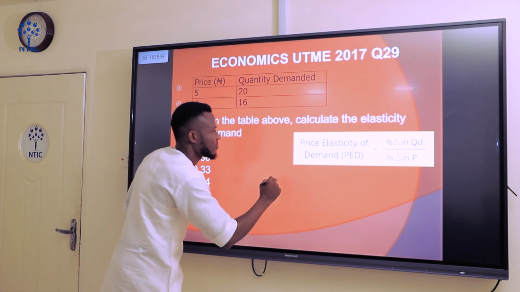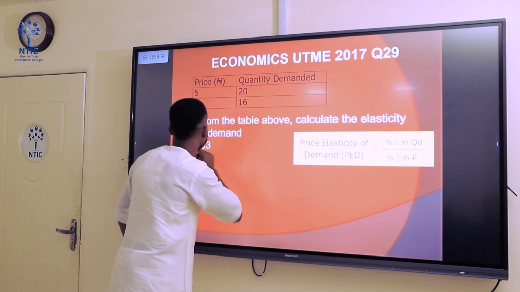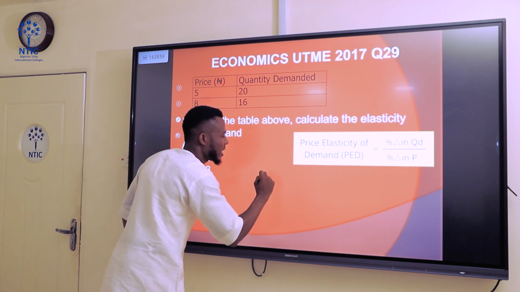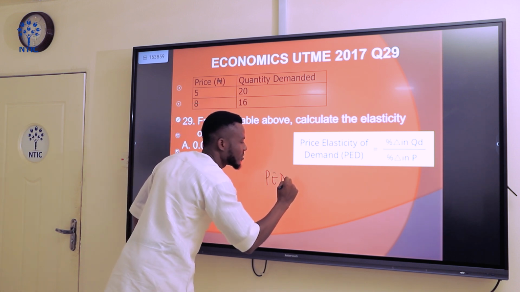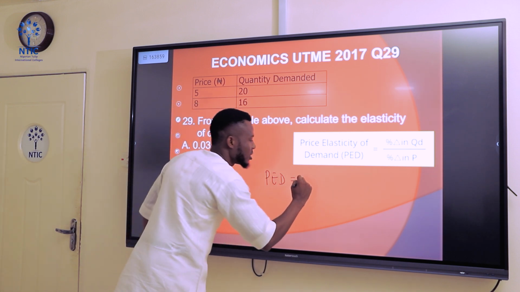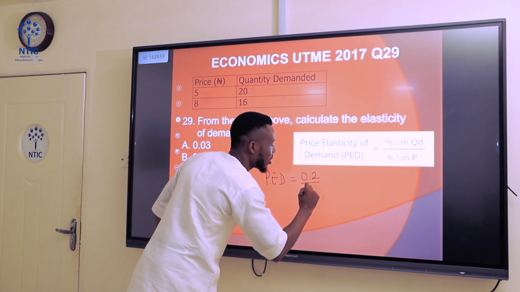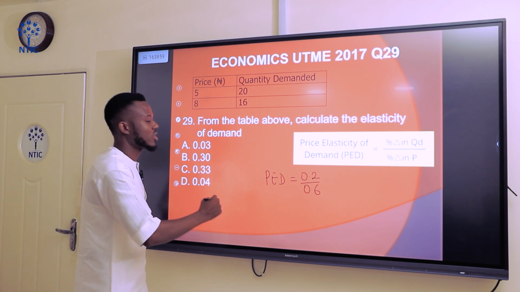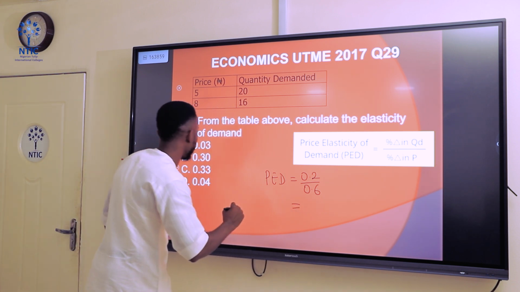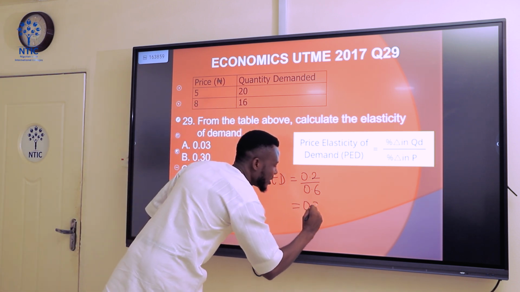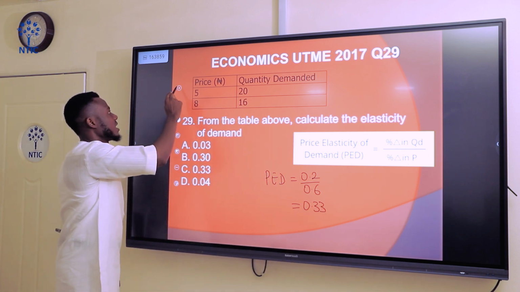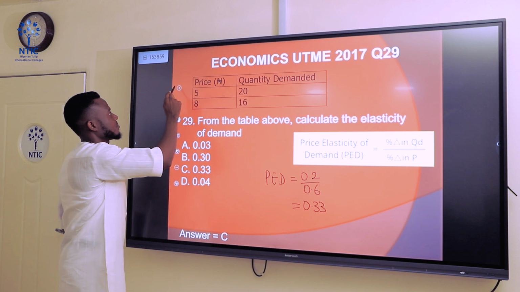All right. Price elasticity of demand will be 0.2 all over 0.6. When you calculate this, you will get the answer 0.33, which gives us C as our answer here.